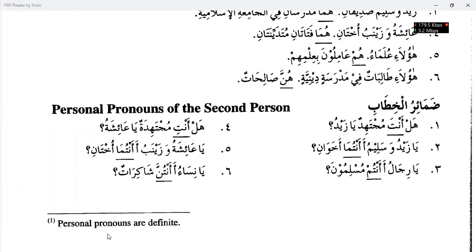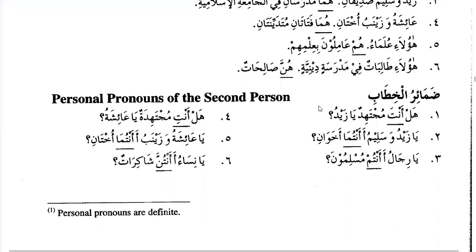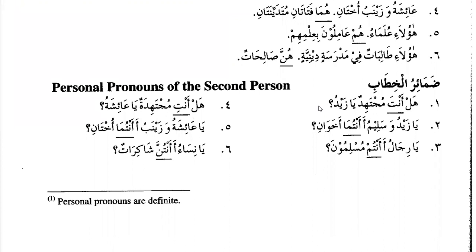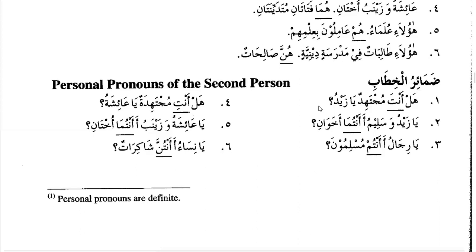Next student is Miss Mishka. Assalamu alaikum. Wa alaikum assalam. Personal pronouns of the second person, dhamirul khitab. Hal anta mujtahidun ya Zaid? Ya Zaid. Mujtahid. Hardworking. Sir, hardworking, na? Yes. Are you hardworking, O Zaid?